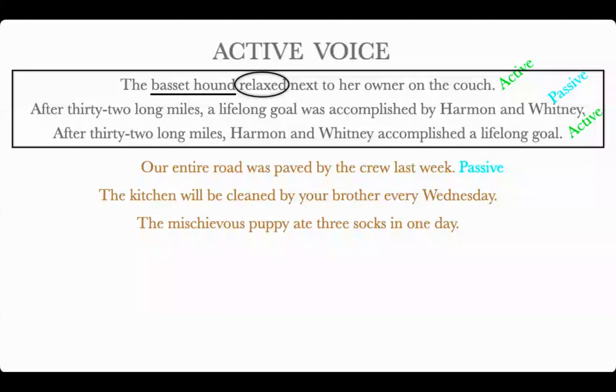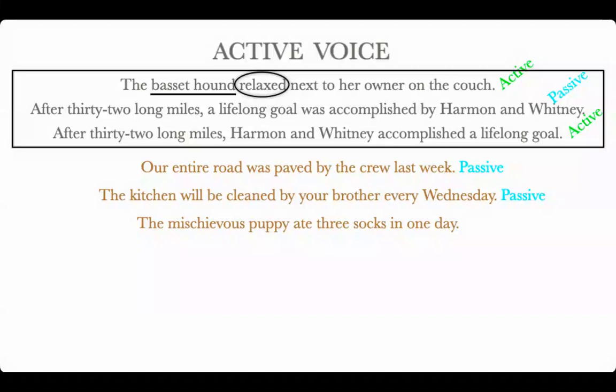How about the next one? The kitchen will be cleaned by your brother every Wednesday. The verb phrase in this case is will be cleaned. So something is being cleaned, in this case, the kitchen. And who is doing the cleaning? Your brother is. Is your brother the subject of the sentence? No, the kitchen is the subject of the sentence. And since it isn't the kitchen that's doing the cleaning, we must conclude that this has to be written in passive voice.